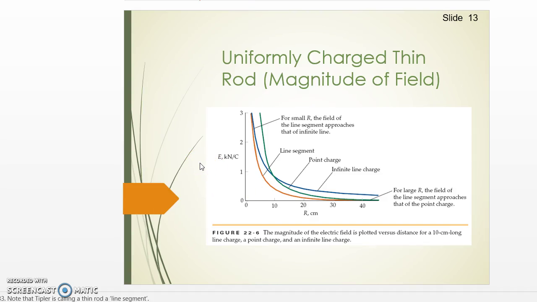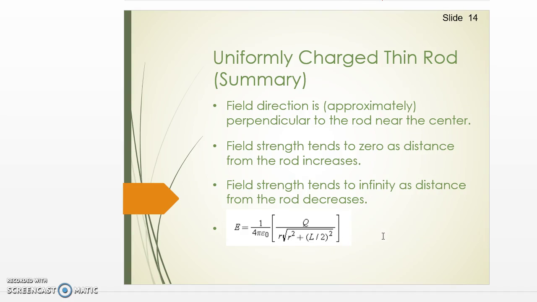And this diagram I've taken from Tipler, which I think gives a nice summary of the relationships. So the blue line is the 1 on r relationship for an infinite rod. The green line is the 1 on r squared relationship for a point charge. And here we have a finite rod which behaves like an infinite rod for small r and behaves like a point charge for large r. Alright, so there is our thin rod field explained in a reasonable conceptual way, I think.